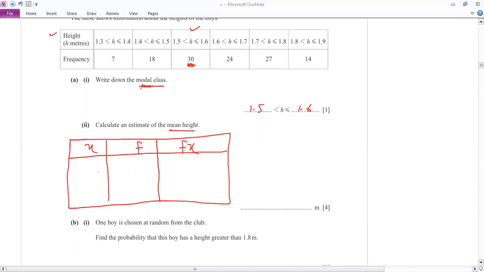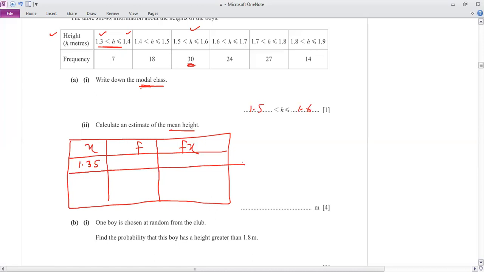Now for each group, what will be x? x is the midpoint of each group. How do we take the midpoint? Lower value plus upper value divided by 2. If any one of you has a calculator ready, take the midpoint for this class, 1.3 plus 1.4 divided by 2. That is 1.35. First, for each group, write the middle value.